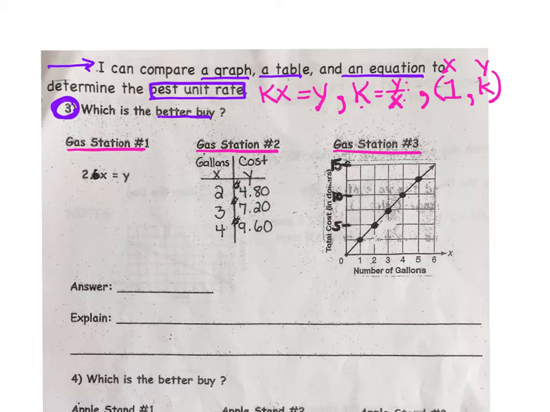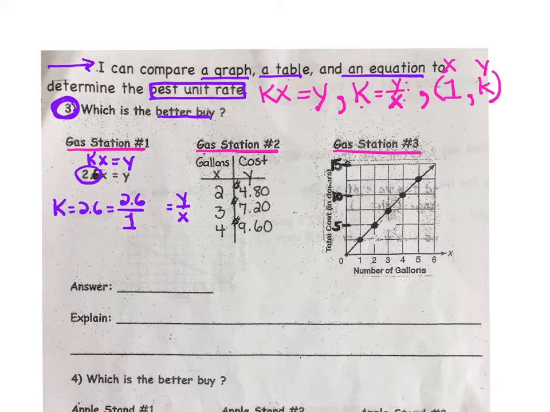For gas station number 1, we can see we've been given an equation for a proportional relationship. K times x equals y. Well, we know our k rate is 2.6, our constant of proportionality. And we know that we can take that amount and put it over 1. 2.6 over 1. Now it's written as a ratio. The y value is 2.6 and our x value is 1.